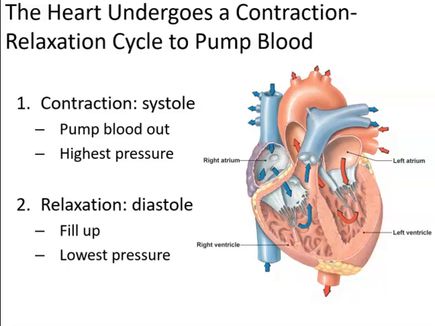So I'm just going to talk about the flow of blood through the heart right now. So from the right atrium, blood will then pass through the right atrioventricular valve, also known as the tricuspid valve. It has 3 cusps, so we call it the tricuspid valve. Blood will then enter the right ventricle.